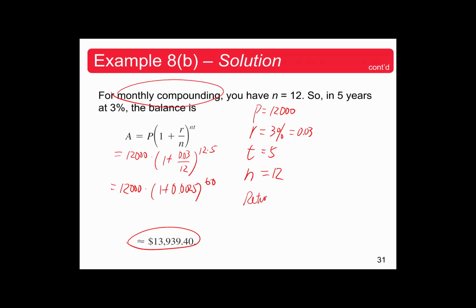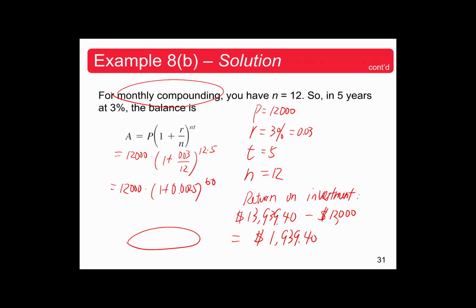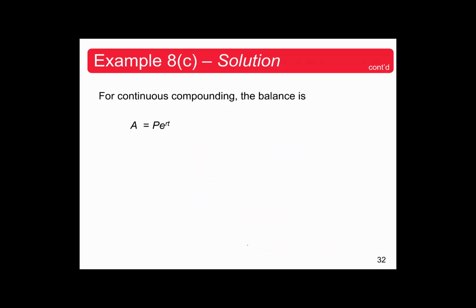Let's look at the return on investment. Ending balance $13,939.40 minus $12,000 of the initial investment. The difference is the return on investment, the interest payment, $1,939.40. If you compare to the previous one, it's slightly better, right? Not much, but slightly better. Meaning more frequent compounding gives us more money on investment. Okay. Now let's look at the continuous compounding case.